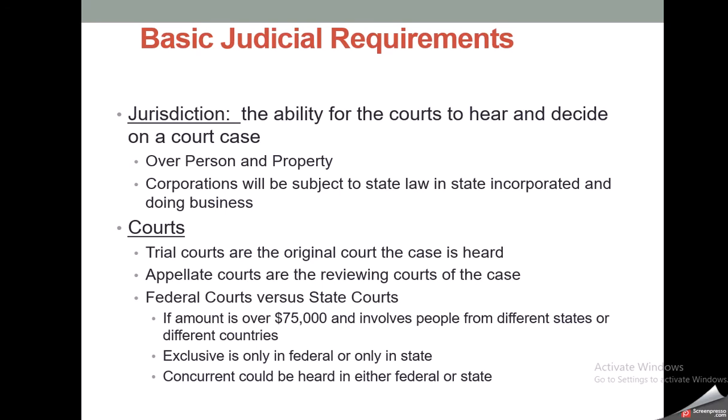We have different levels of courts. So trial courts are where the original court case is heard. Then if there'd be an appeal, which many times there is, that goes to an appellate court.